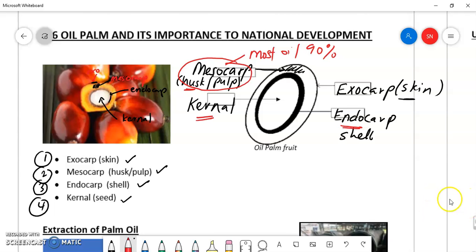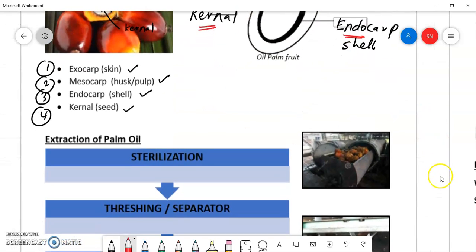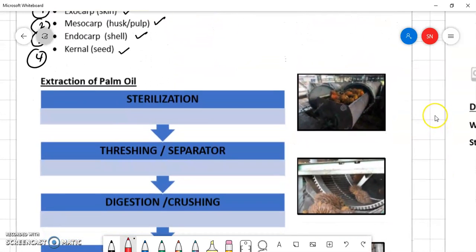All right, now let's look at the extraction of palm oil. Extraction of palm oil, we have a few steps. The first one is sterilization. So for sterilization we are talking about utilizing steam. So steam is used in sterilization.